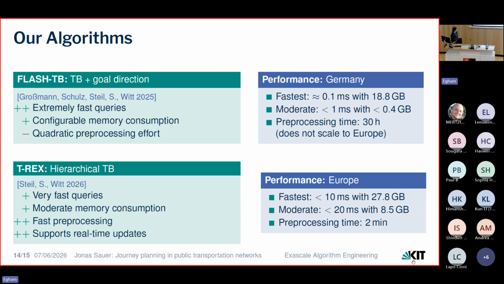So the second algorithm uses hierarchical pruning. It's called TREX. It also has very fast queries, not quite as fast. So on the network of Europe, we're at less than 10 milliseconds if we use quite a lot of space, below 20 if we use a little bit less. And of course, this network is much larger than the Germany network. And the nice thing is that the pre-processing is much faster. It's only about 2 minutes, and it can even support real-time updates. So if I'm told at some point that one of my trips is delayed or canceled, I can incorporate this into the index in a matter of seconds.